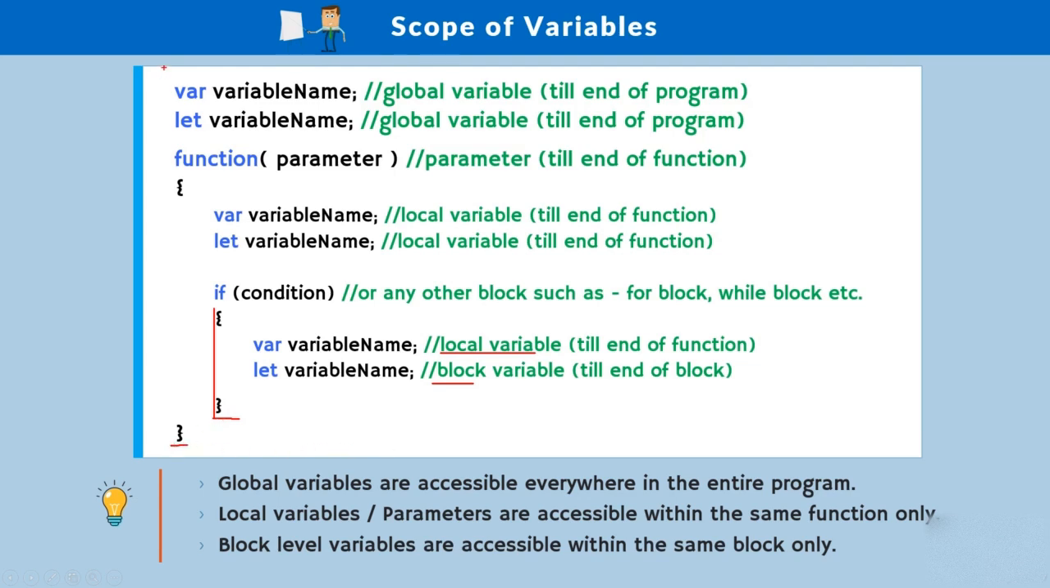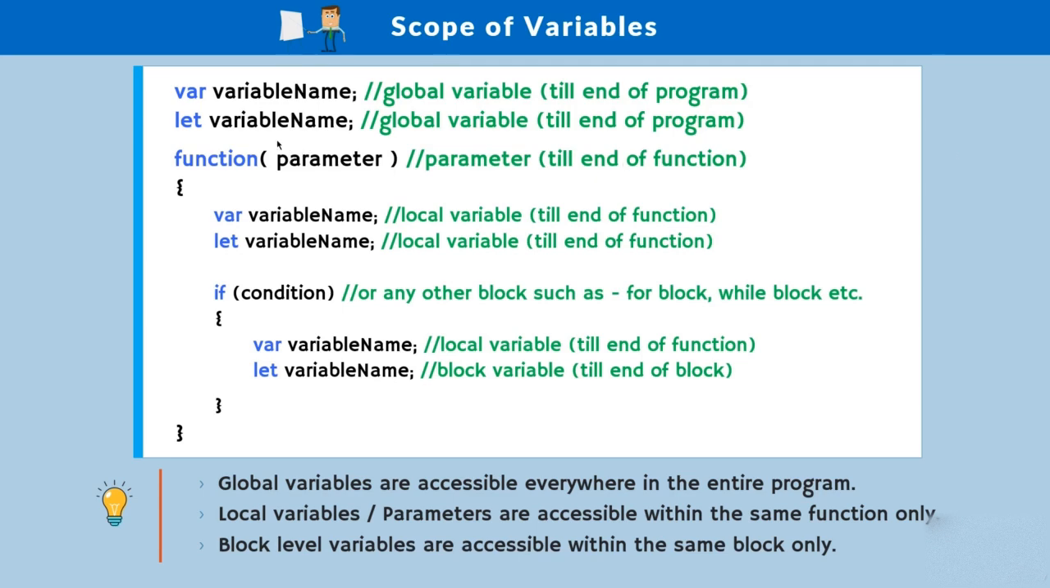So, in short, global scope means the complete JavaScript file. Local means only within the same function. And block level is within the same block. So these are the three scopes of variables that you should remember while working with JavaScript. And moreover, it is not advisable to set the same variable name for local and global, or for block and local.